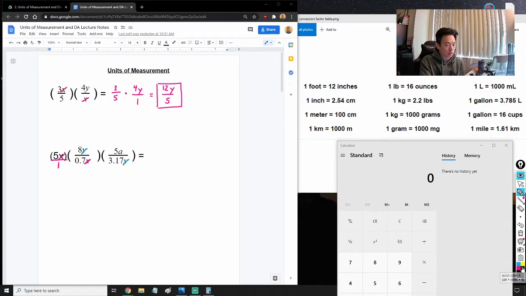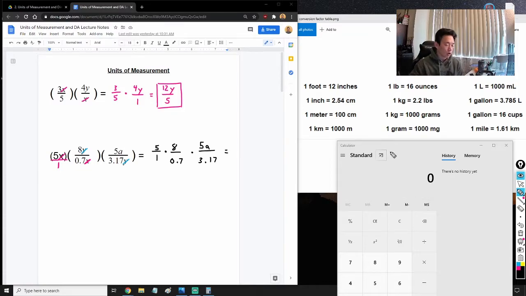Which means now we have 5 over 1, because we got rid of the x, times 8 over 0.7, since we got rid of the y and the x, times, we have 5a, so the a did not cancel out, so we've got to keep that, 5a over 3.17.